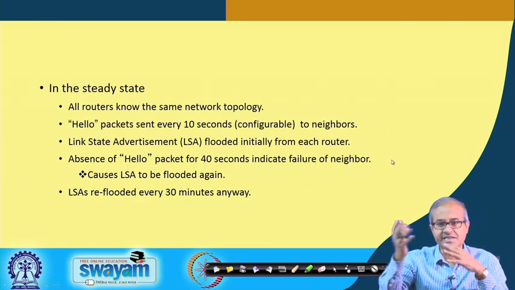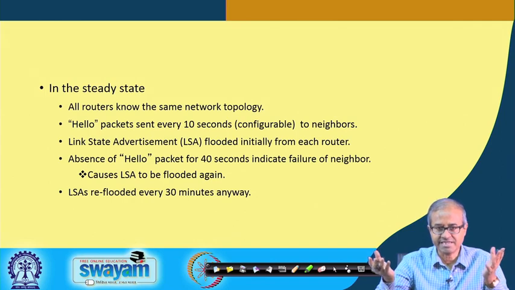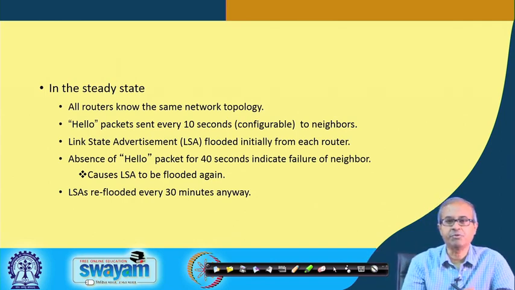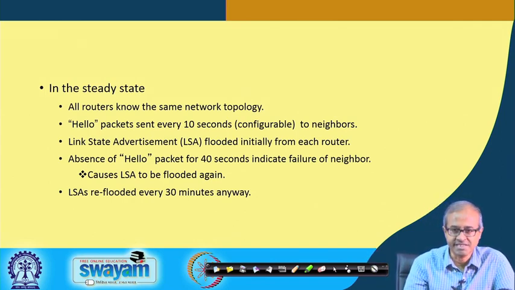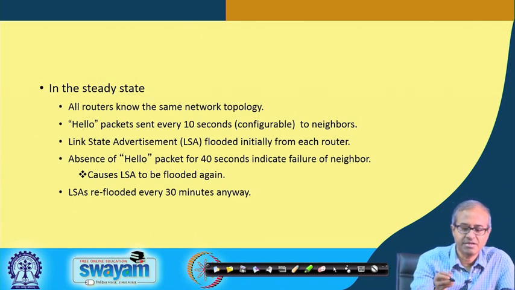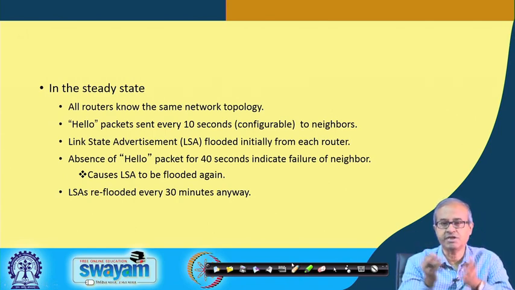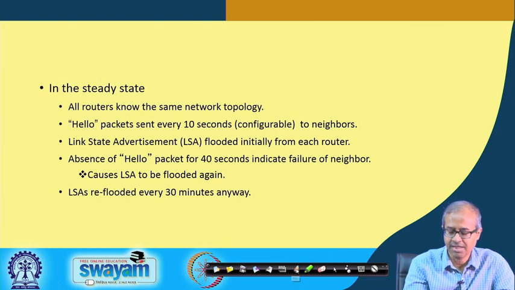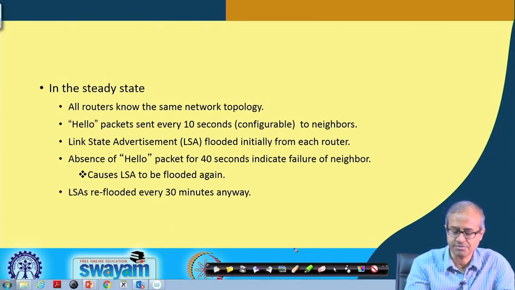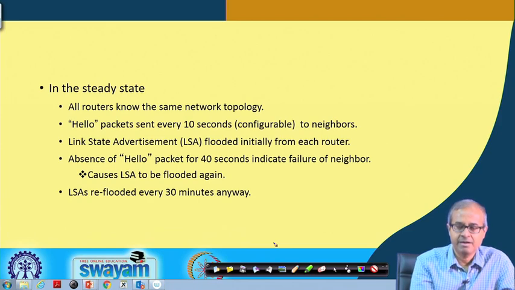So, in the steady state, after the link states are exchanged and all the routers have computed the network topology, the distances, and shortest paths, all routers will finally have the same network topology after the shortest paths are all computed and calculated. Okay.